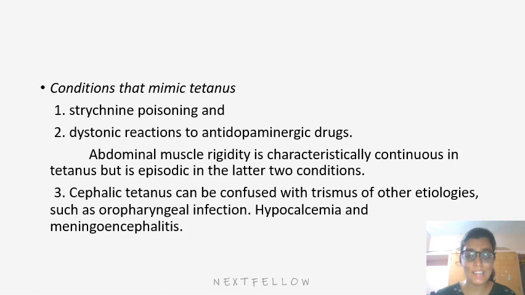Conditions that mimic tetanus: strychnine poisoning, dystonic reactions to antidopaminergic drugs. Abdominal muscle rigidity is characteristically continuous in tetanus but is episodic in the latter two conditions. Cephalic tetanus can be confused with trismus of other etiologies such as oropharyngeal infection, hypocalcemia, and meningoencephalitis.